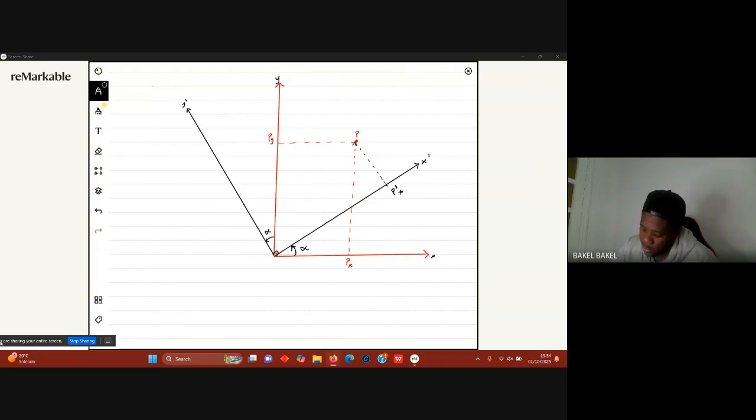And then this would be p prime y. Are we following? We're just basically getting our numbers, or getting our variables.